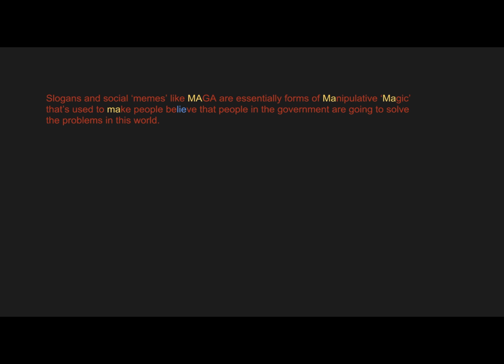All right, so slogans and social memes like MAGA, Make America Great, are essentially forms of manipulative magic that's used to make people believe that people in the government are going to solve the problems in this world, and that we should trust the government because people are going to, you know, work together in the government to help us people, help us slaves.